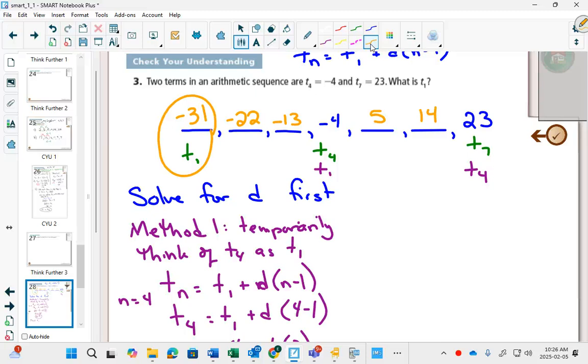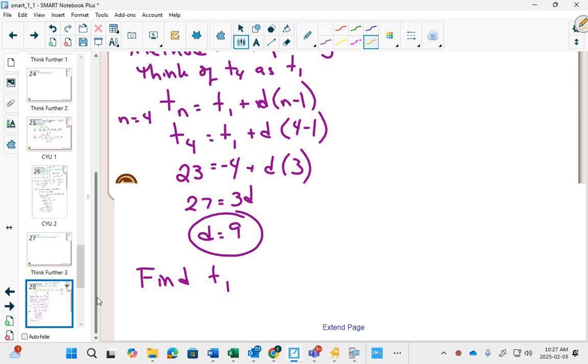When might we not want to do this? I could ask this same question, but instead of this being term 4 and term 7, I could have had term 400 and term 403. And then you would have been like, I don't want to go back by 9s 399 times. So what else could we do?